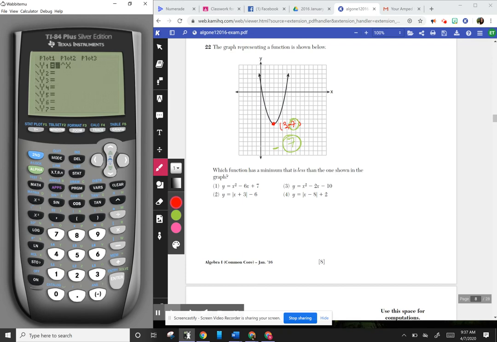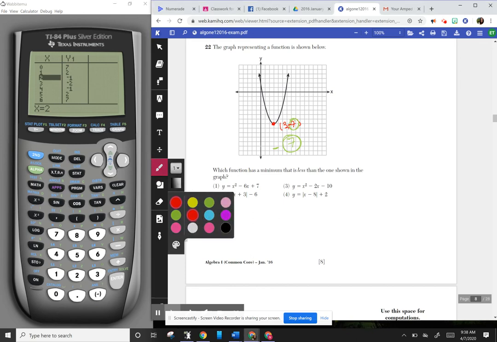So we go to y. We're going to do x squared minus 6x plus 7. Second graph. So we see that we have a pattern of 7, 2, negative 1, negative 2, negative 1, 2, and 7. So our smallest number here is negative 2, which means this is our minimum, and it is not smaller than negative 7.